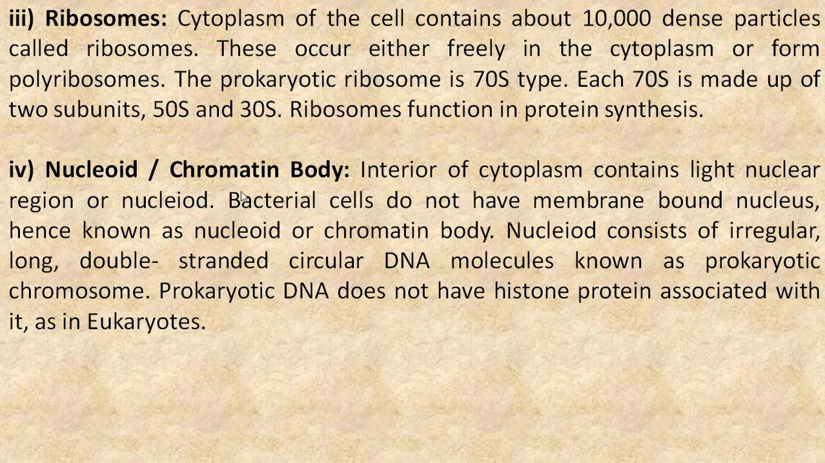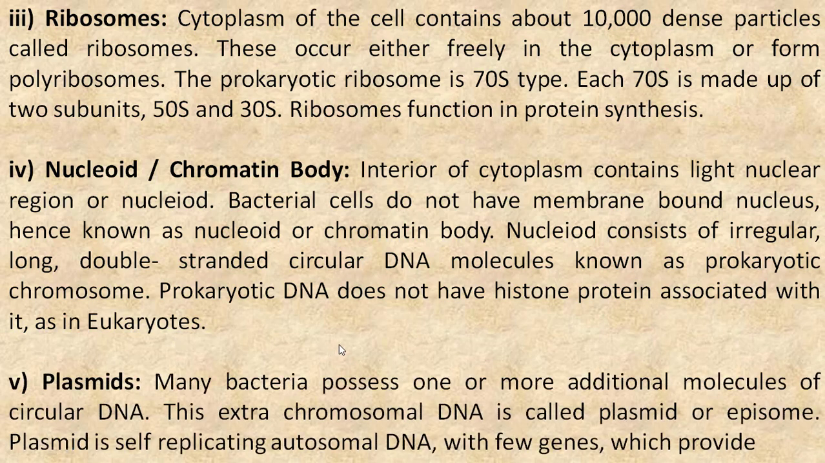Nucleoid or chromatin body. Interior of cytoplasm contains light nuclear region or nucleoid. Bacterial cells do not have membrane-bound nucleus, hence known as nucleoid or chromatin body. Nucleoid consists of irregular, long, double-stranded circular DNA molecules known as prokaryotic chromosome. Prokaryotic DNA does not have histone protein associated with it as in eukaryotes.